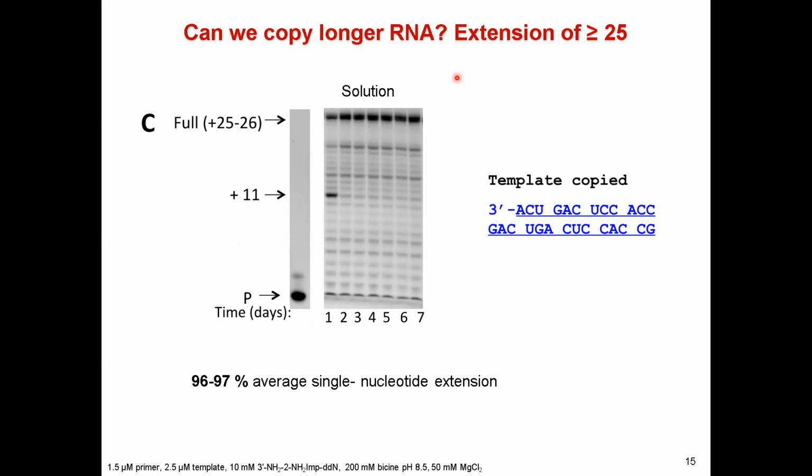And so the next logical question that we asked was, okay, if this works really well, and this was obviously a striking step from the 5 to 7 nucleotides that we could copy in the RNA system.